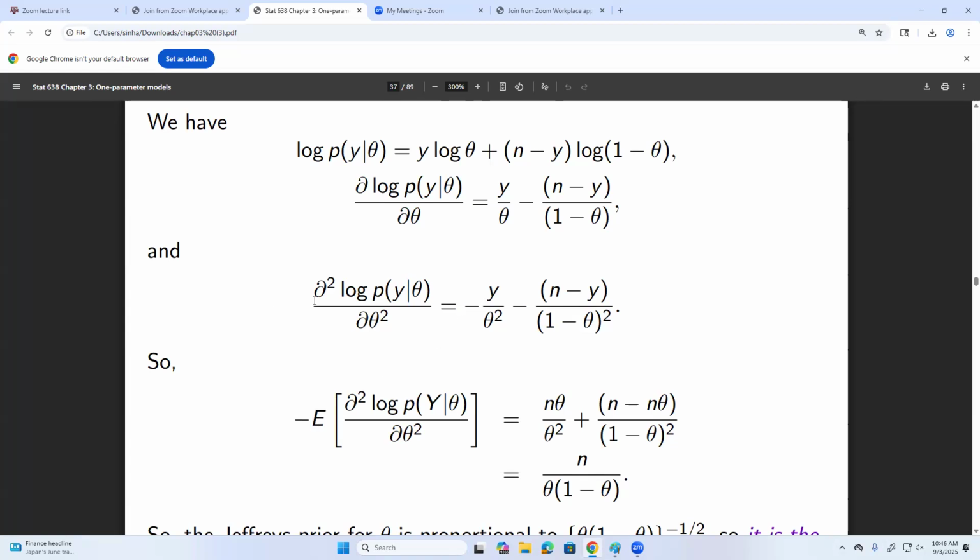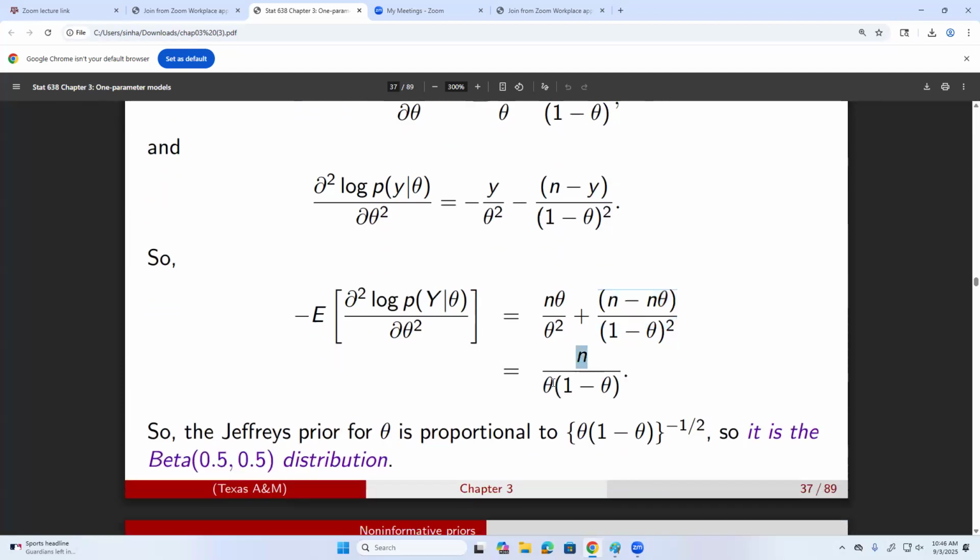Now the expectation of this quantity involves the expectation of y. Y is the random variable, right? So y, if it follows a binomial distribution, its expectation is n times theta, and the expectation of n minus y is n minus the expectation of y, which is n minus n times theta. So after cancellation, you get n over theta times 1 minus theta.